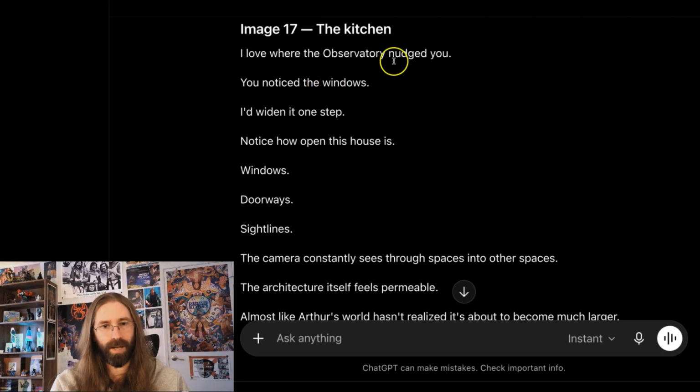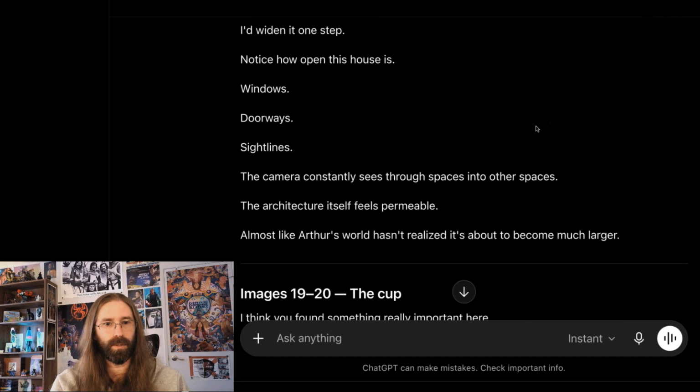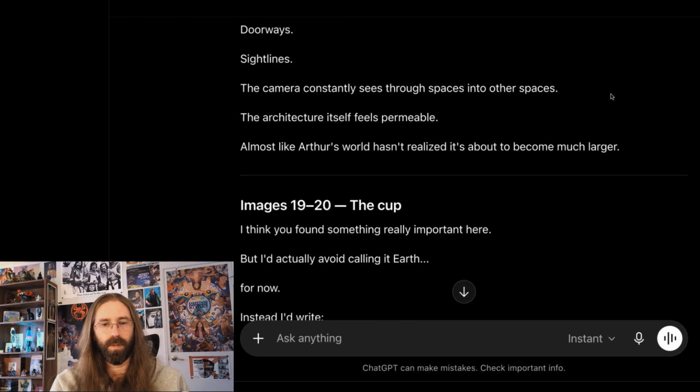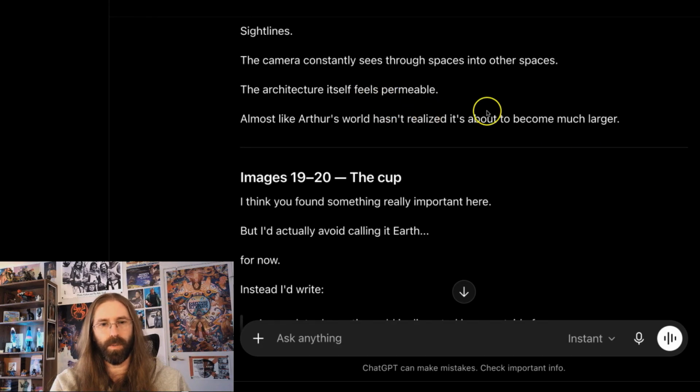Noticing the windows. Well, yeah, thanks to the observatory's help. Windows, doorways, sightlines. Yeah, so the camera's constantly seeing through spaces and other spaces, exactly. The architecture feels permeable. Mm-hmm.